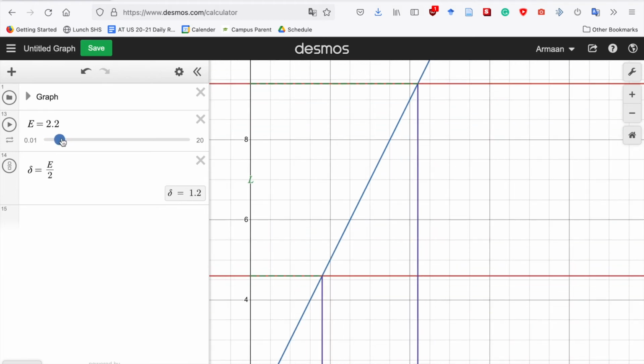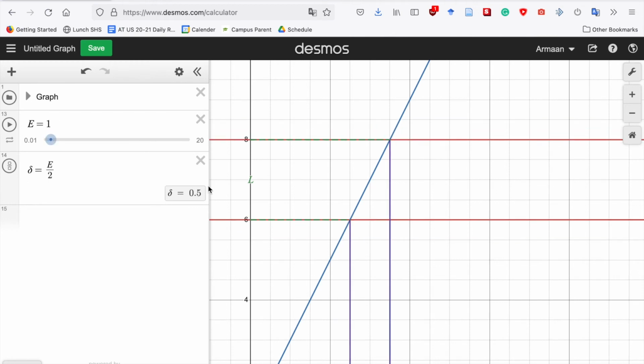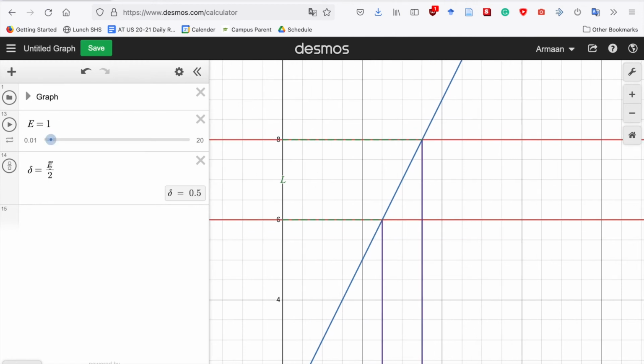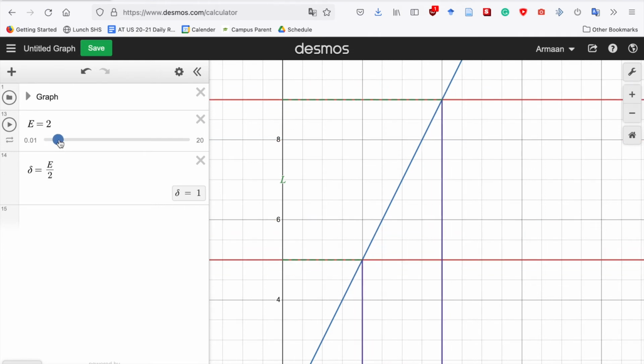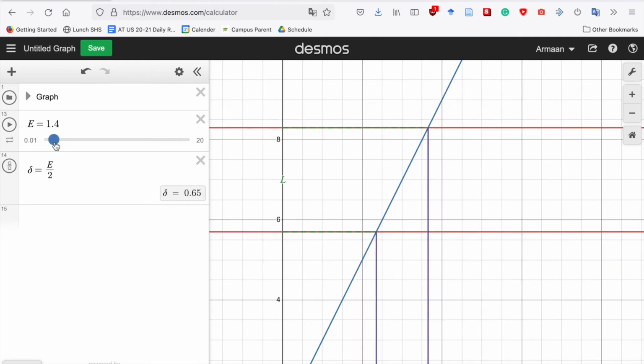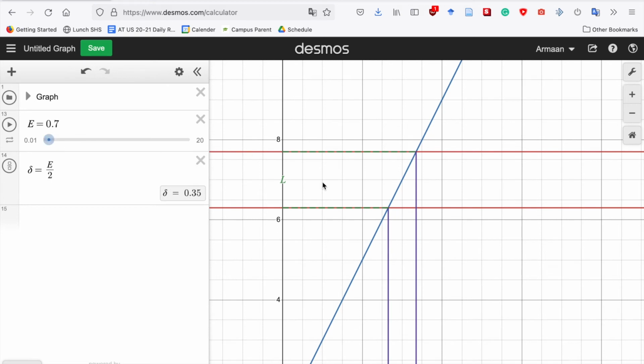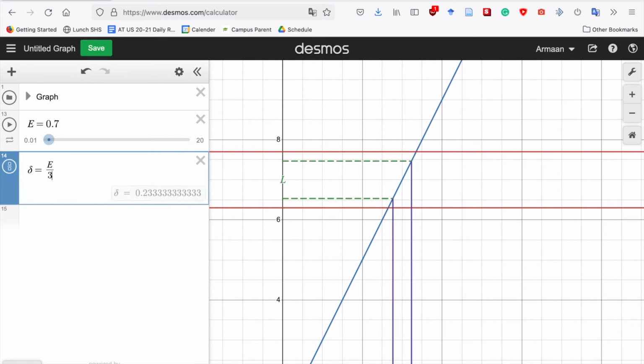So we see that the green boundary and the red boundary overlap, so this is kind of the maximum delta can be. And we see that whenever we change the epsilon window, the delta window changes accordingly so that the f of x values always fit within this epsilon window. And epsilon over 2, it can be anything less than that as well, like epsilon over 3.